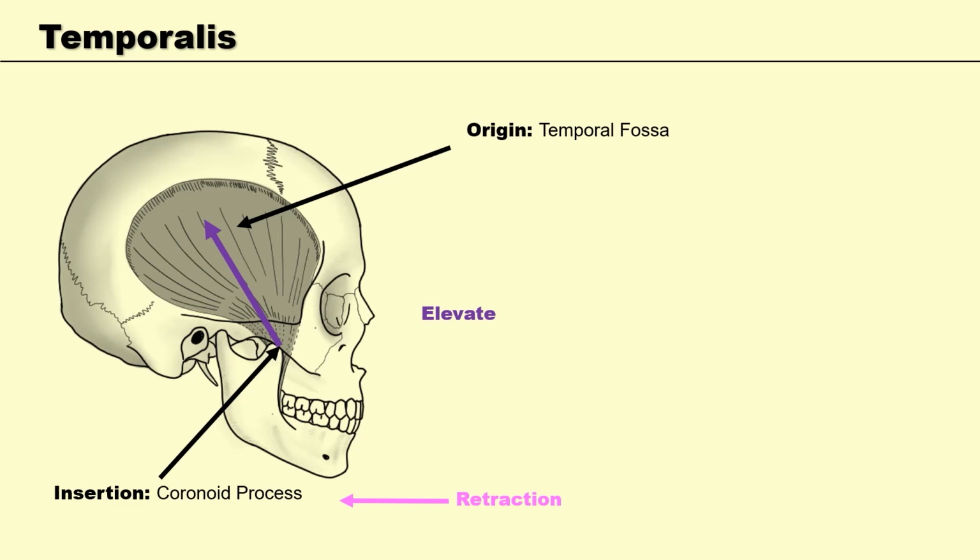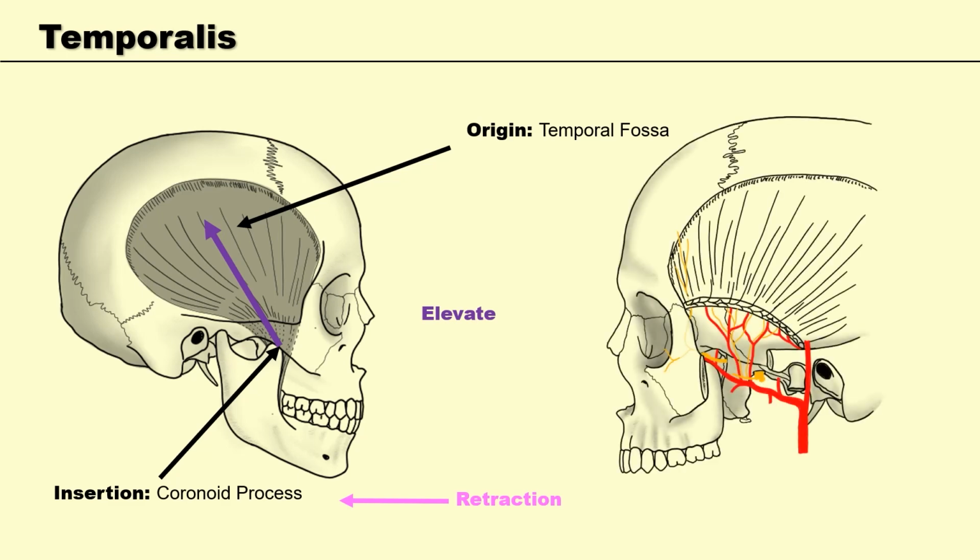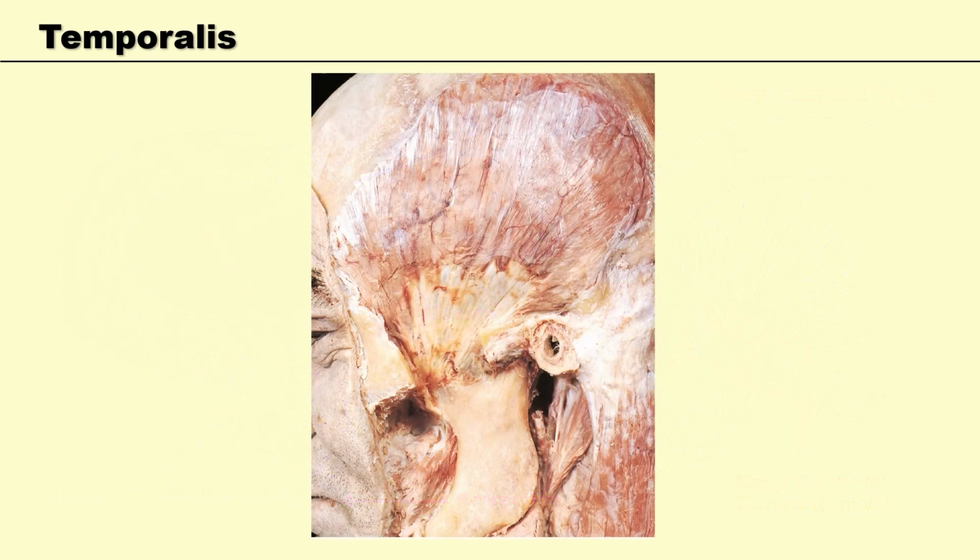The temporalis muscle is innervated by the deep temporal nerves, which is a branch from the mandibular portion of the trigeminal, and the blood supply comes from the deep temporal arteries of the maxillary, after supplying the face. Here we could see the temporalis in situ, having dissected out the zygomatic arch. So we can see the origin in the temporal fossa and the insertion on the coronoid process of the mandible.